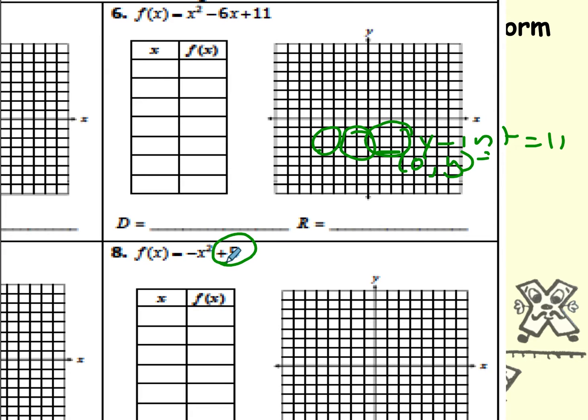So what do these numbers have in common? They're the c value. And so we basically are saying that c is always going to give us the y-intercept.